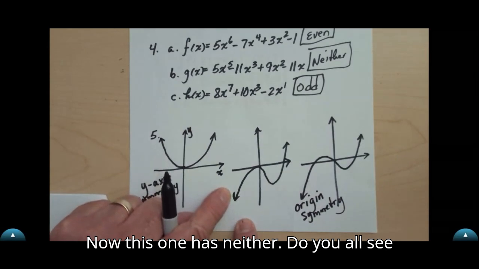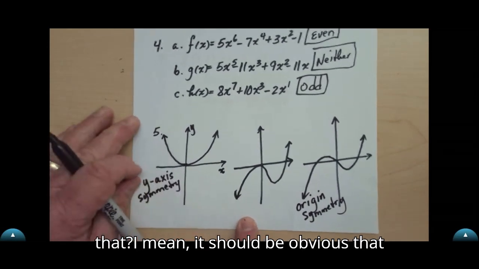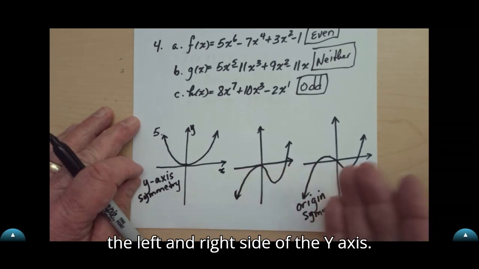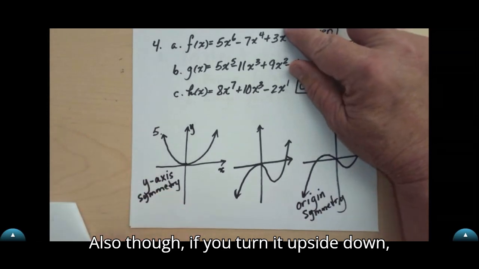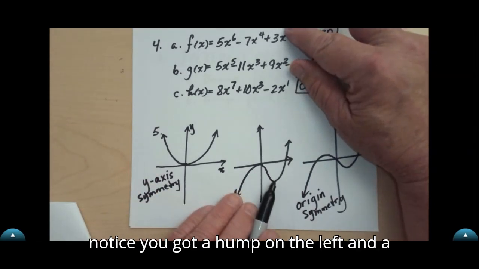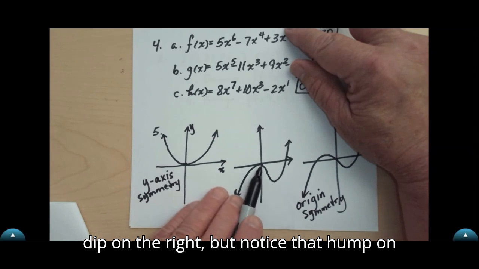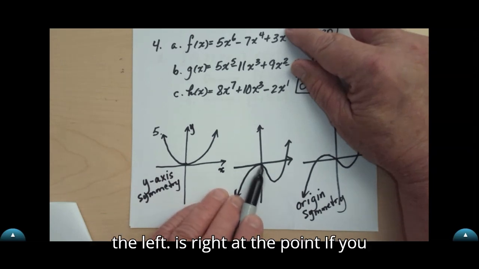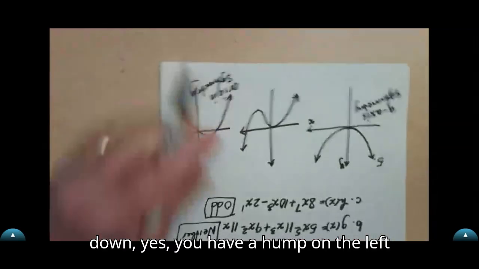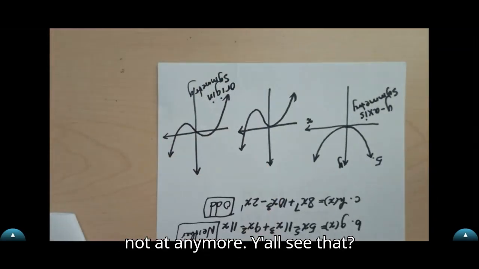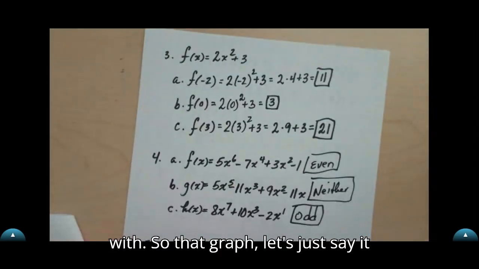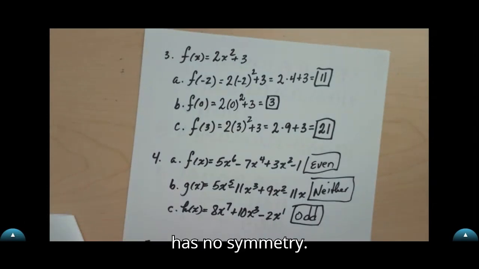Now this one has neither. Do y'all see that? I mean, it should be obvious that that is not a mirror image of itself on the left and right side of the y-axis. Also, though, if you turn it upside down, notice you got a hump on the left and a dip on the right, but notice that hump on the left is right at the point 0, 0. If you turn it upside down, yes, you have a hump on the left and a dip on the right, but that hump is not at 0, 0 anymore. Y'all see that? That's not the same picture we started with. So that graph, let's just say it has no symmetry.